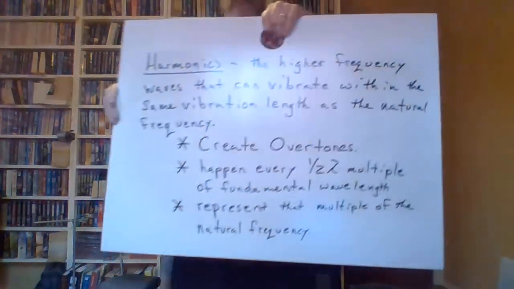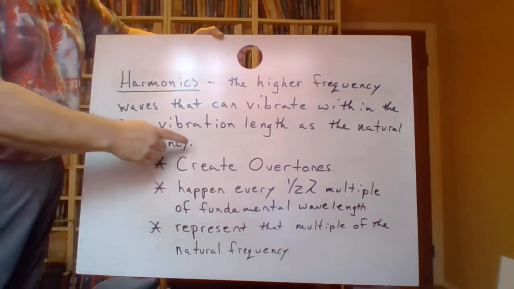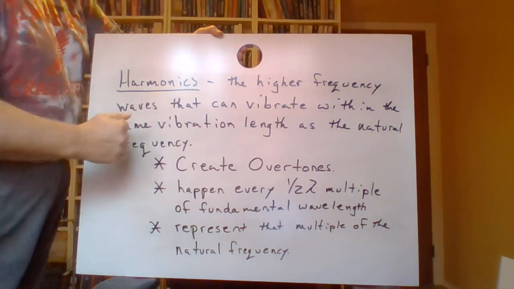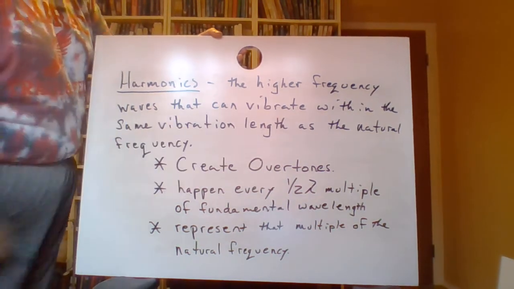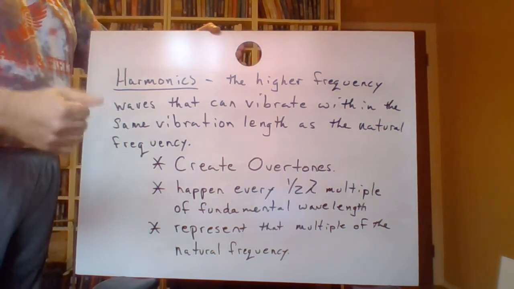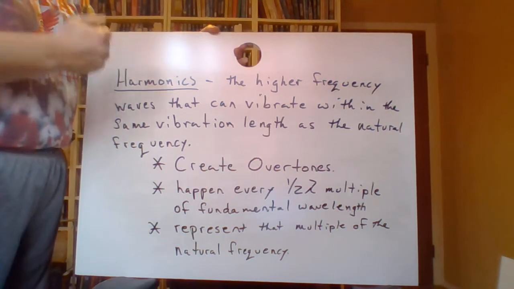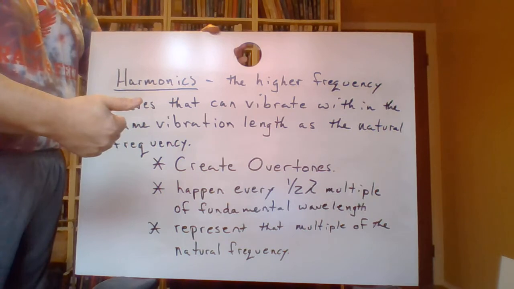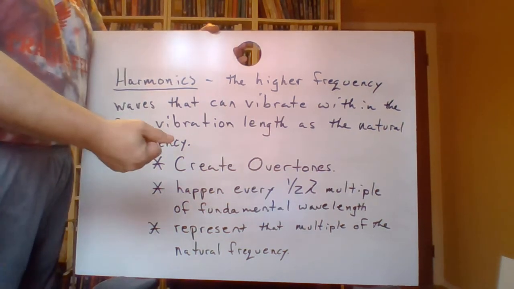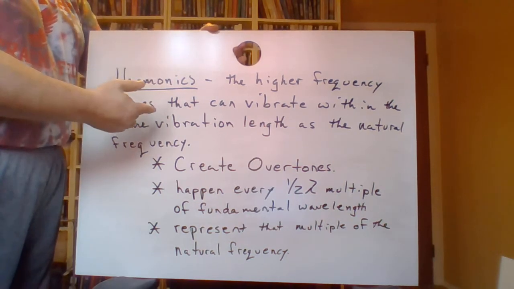So, back to our harmonic picture here, our harmonic notes, okay? The harmonics within a particular vibrational length create what we call overtones, okay? So the first overtone is actually the second harmonic. The first harmonic is the fundamental frequency. The second harmonic is the first overtone. It's the first doubling of the frequency. Second harmonic is the doubling of the first natural frequency.